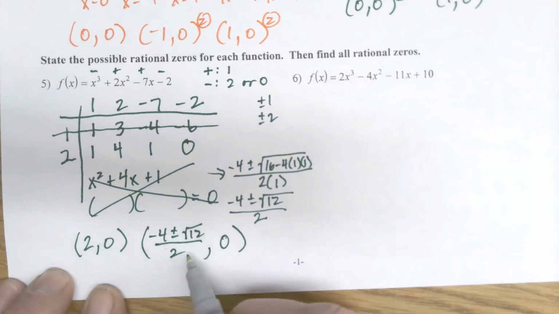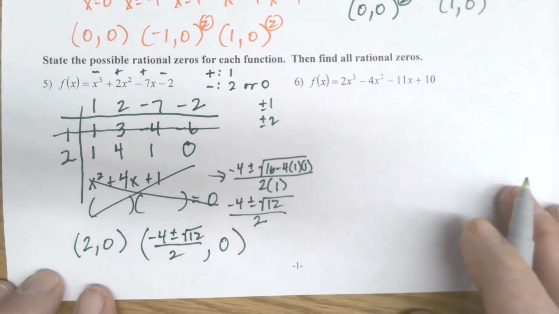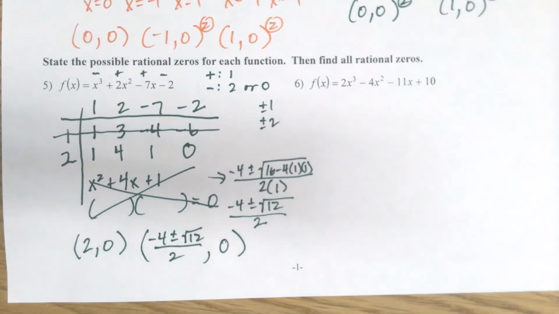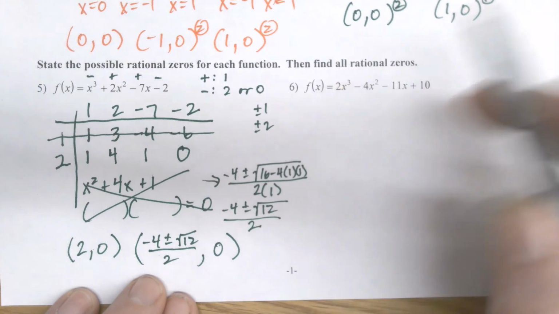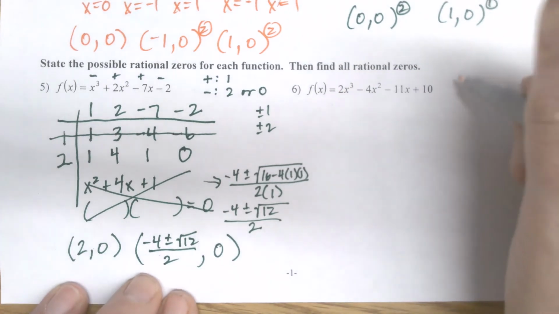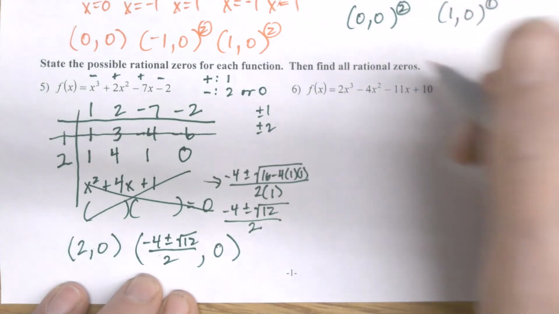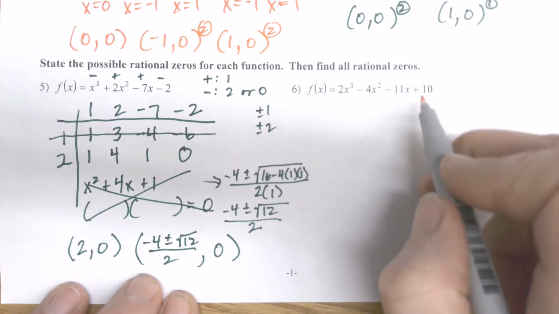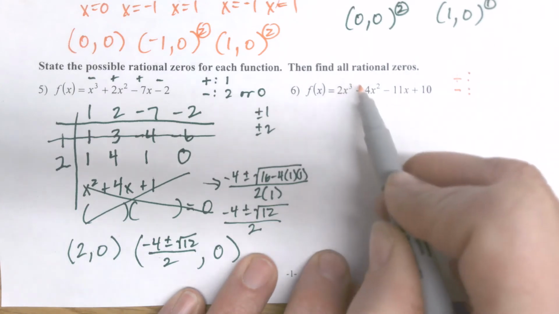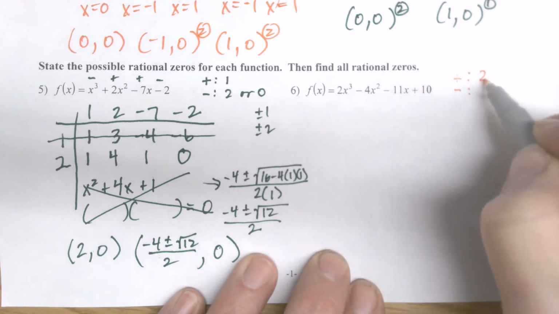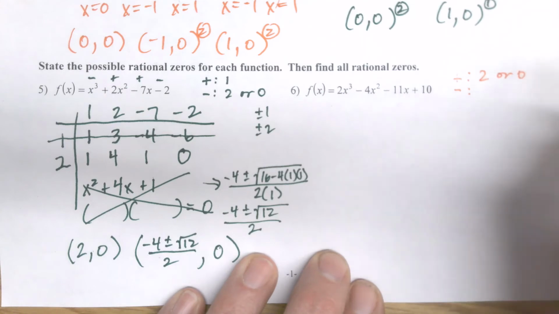So I'm not going to go and figure those out right now because I don't really need to put those in there. So let's keep moving on here. Because this next one has a 2 in front, that means that when I think about my possible answers, I've got to incorporate that 2. And so I'll start by looking for positive and negative zeros. Number of positives and negatives, I have 2 or 0 positives.